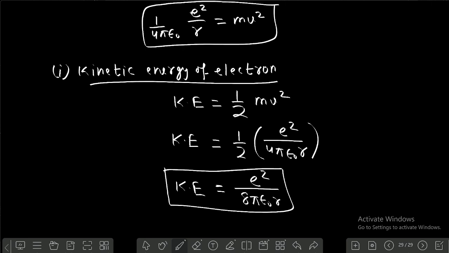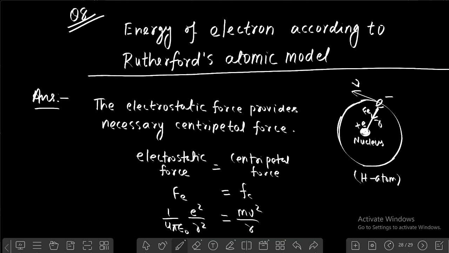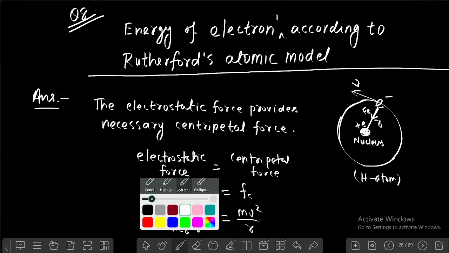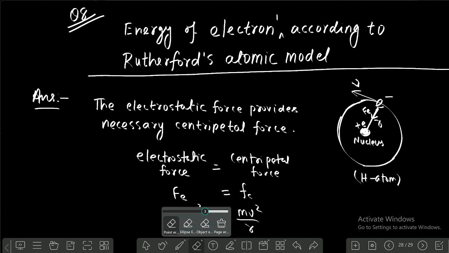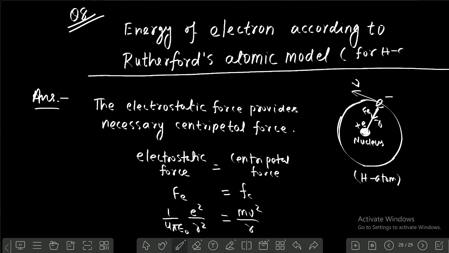So this is the kinetic energy of the electron in a hydrogen atom. They will mention the hydrogen atom only here. So this is the energy of the electron in a hydrogen atom, a one electron, one proton system, whatever you are doing here for the H atom.